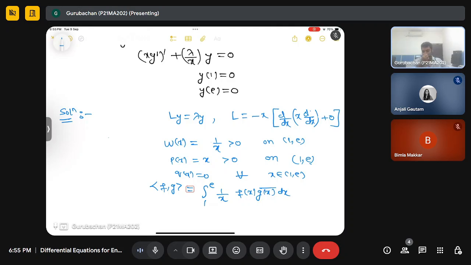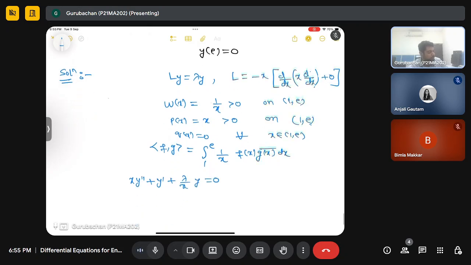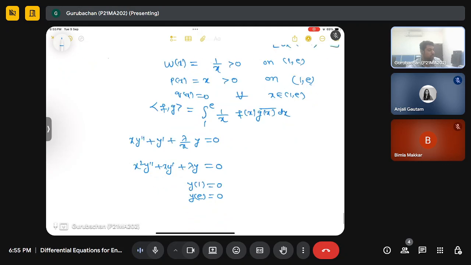Now, in order to find the solution, you will solve the given equation. You get x y'' + y' + (λ/x) y = 0. So this gives x² y'' + x y' + λ y = 0, with y(1) = 0, y(e) = 0. So this is your given system.